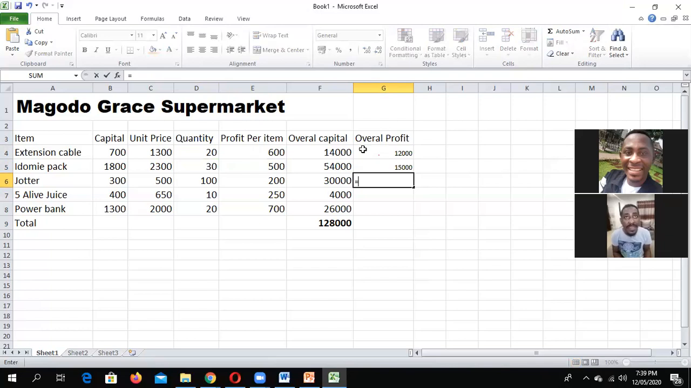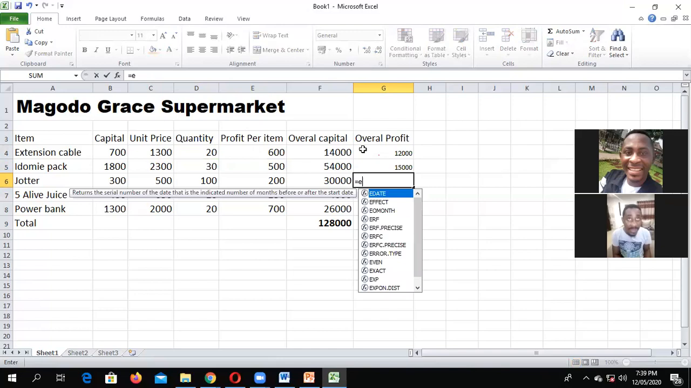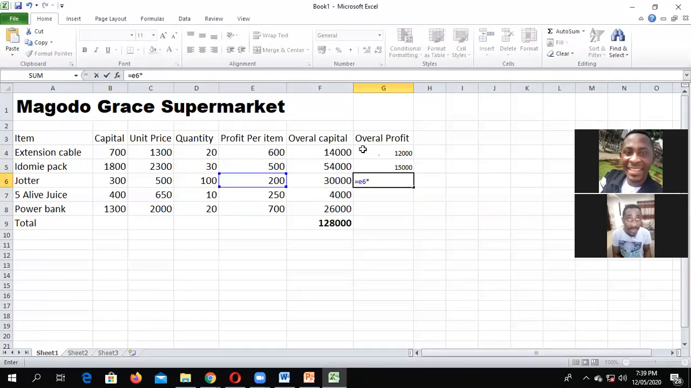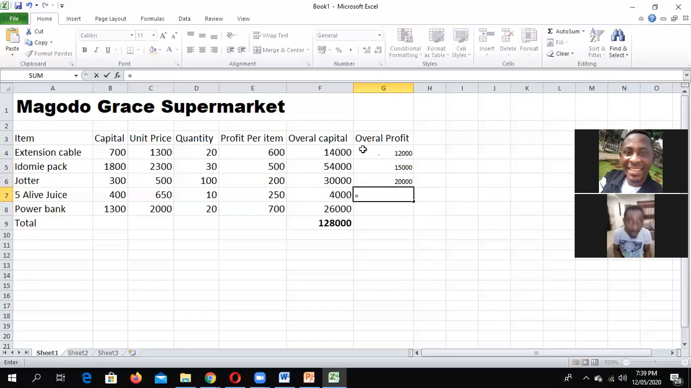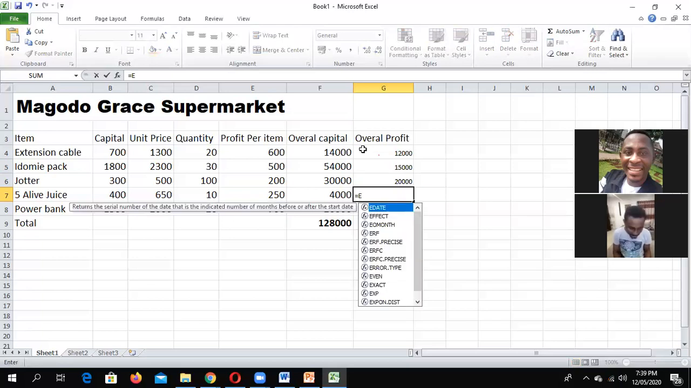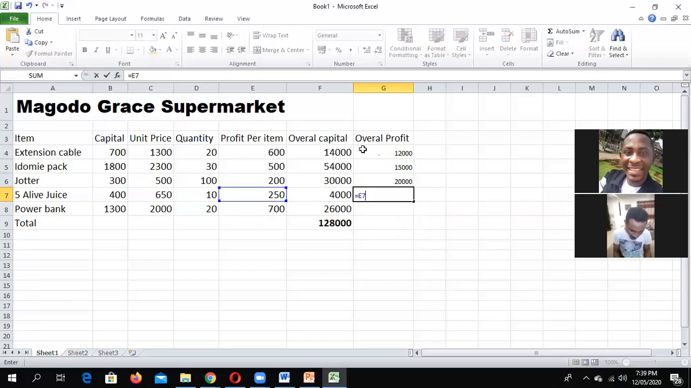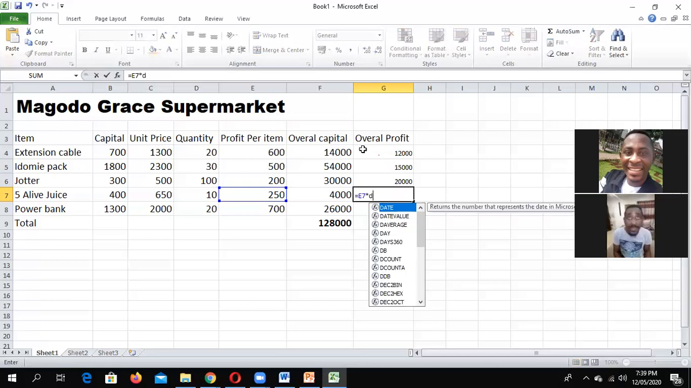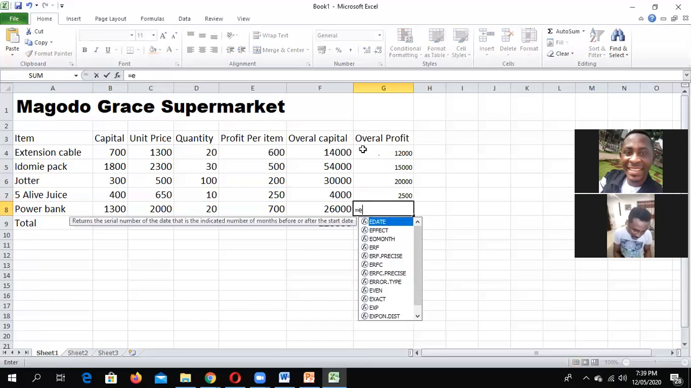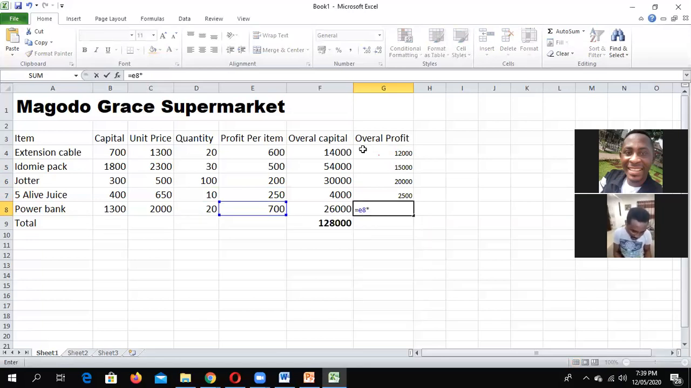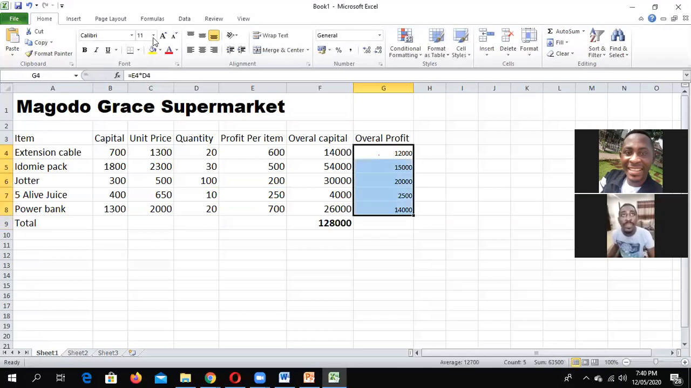E6 times D6, equals to E7 times D7, equals to E8 times D8. So let me go ahead and increase this so that we can see.